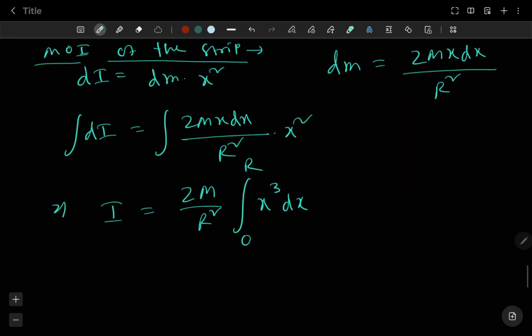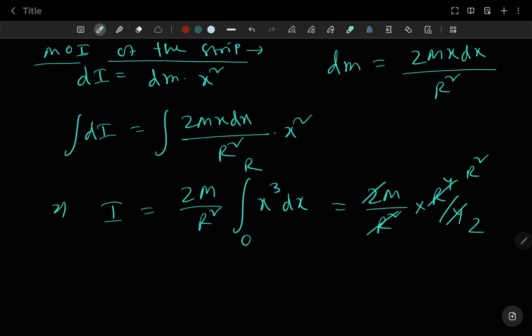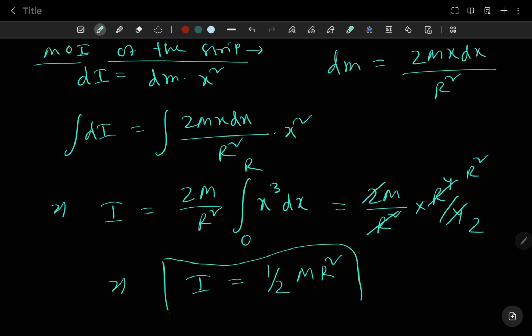Okay, so it will become 2M by R square. This will be x4 by 4, so it is R4 by 4 minus lower limit 0, I am not writing, so it is 2 and this becomes R square. So it is half MR square. Alright, okay, fine.